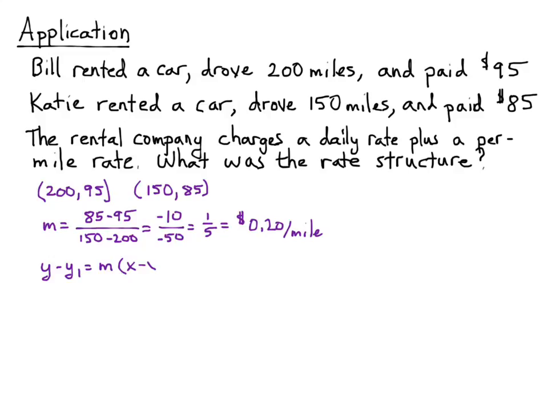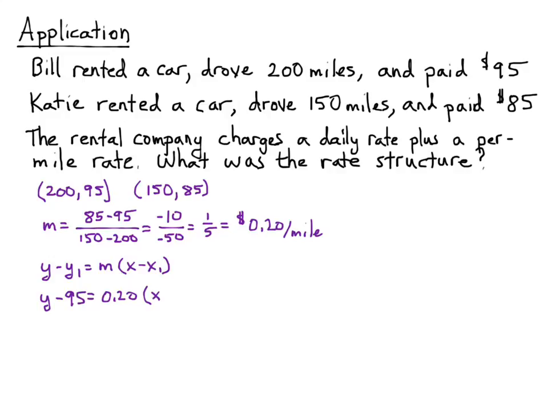That means that those extra 50 miles that Bill drove cost him an extra $10, right? So 0.2 times 50 is 10. So that's the rate that you accumulate on your mileage.